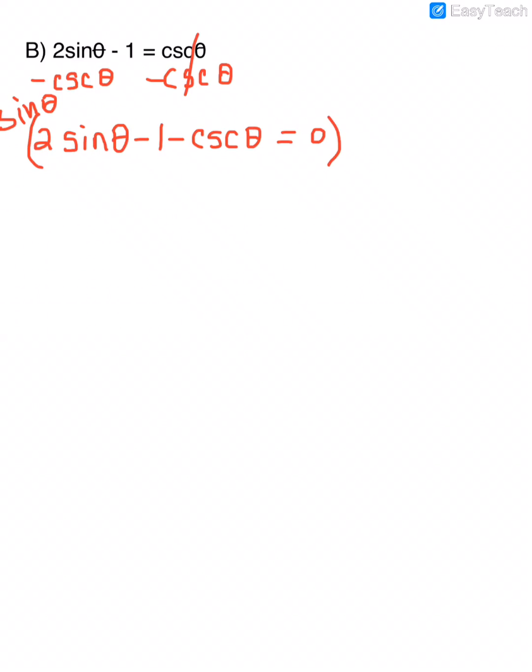Okay, so if I do that, if I multiply sine of theta times 2 sine of theta, that gives me 2 sine squared theta. If I multiply sine of theta times negative 1, that gives me a negative sine of theta. And if I multiply sine of theta times its reciprocal, cosecant, that's just going to give me a negative 1 equals 0.